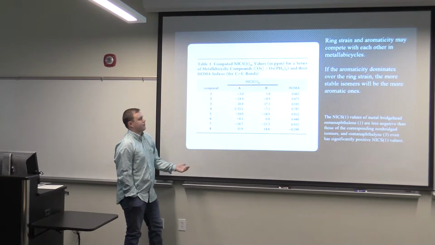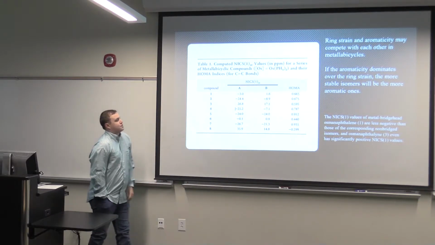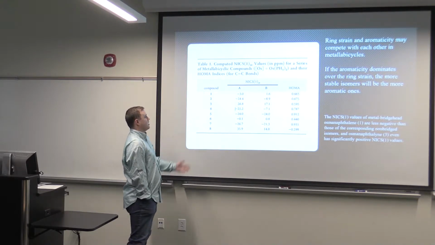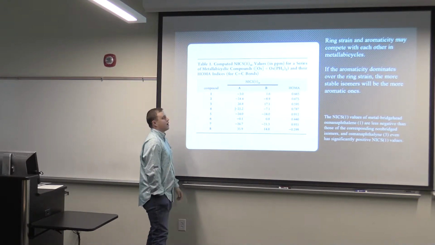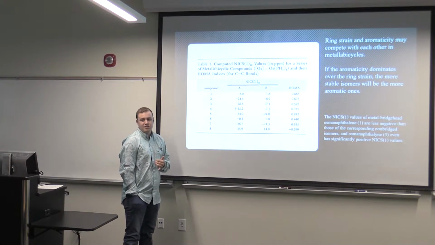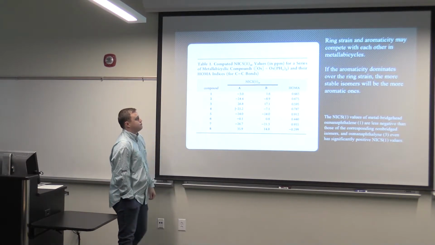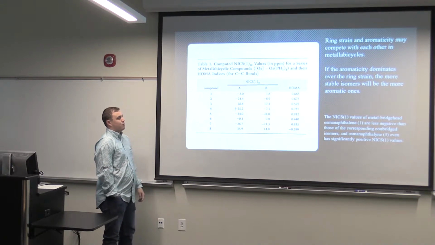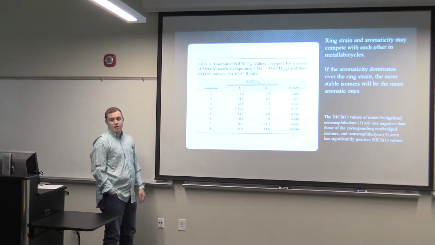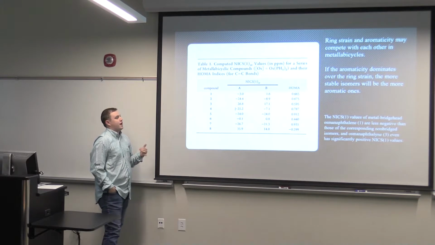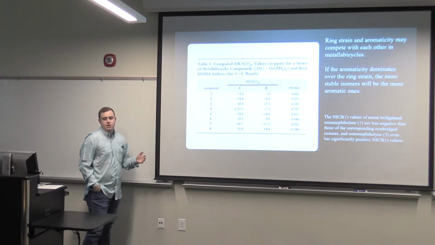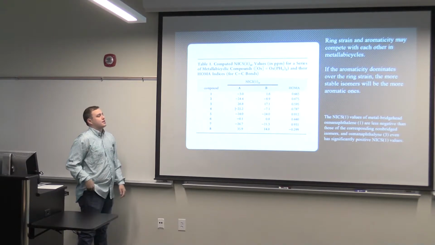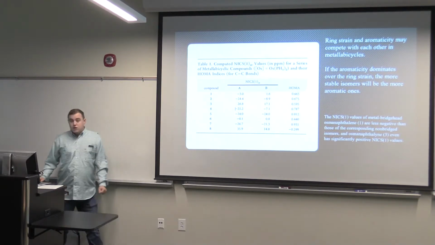And so they were still kind of confused, so they stated that there had to be a relation between the ring strain and the aromaticity, that they had to compete with each other, so that, like I said, if the aromaticity dominates over the ring strain, then the more stable isomer will be the aromatic one. And so that's how they figured out that they implemented the free energy for figuring out between the ring strain and aromaticity.